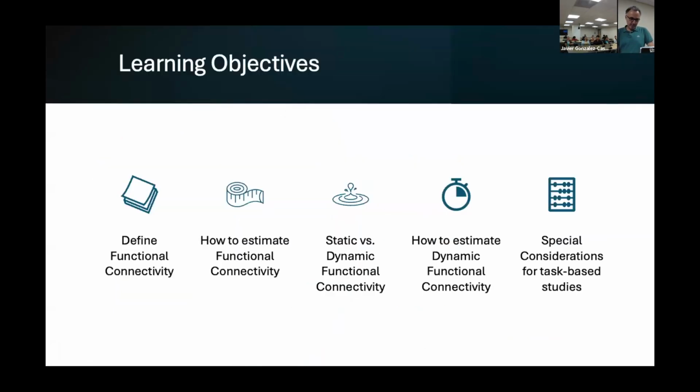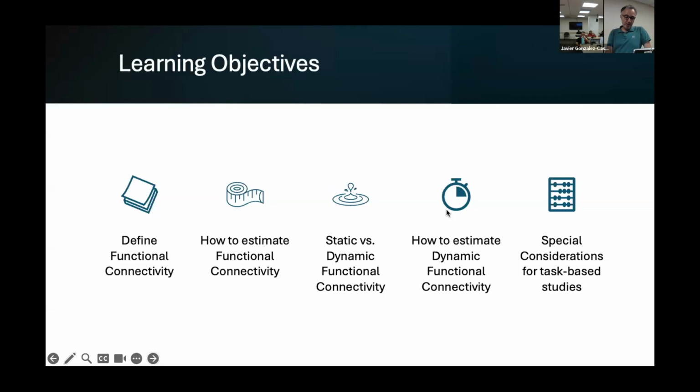So I thought that for an hour, we should just talk about a few things because there is not that much that can be explored in an hour. And those are the learning objectives for today. I'm going to try to define what functional connectivity is and also an emphasis on what it is not. Then we're going to go into different ways in which you can estimate functional connectivity. Then I'll try to get into the differences between dynamic and static functional connectivity and explore a little bit the ways in which people look at dynamic functional connectivity.